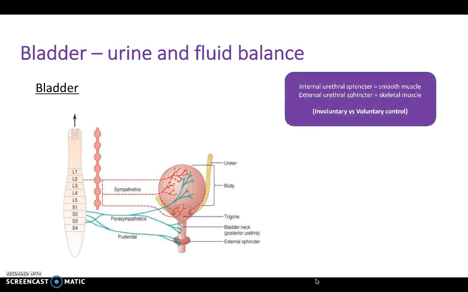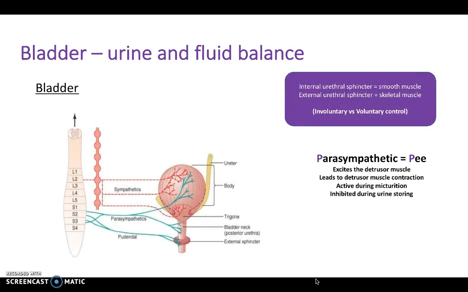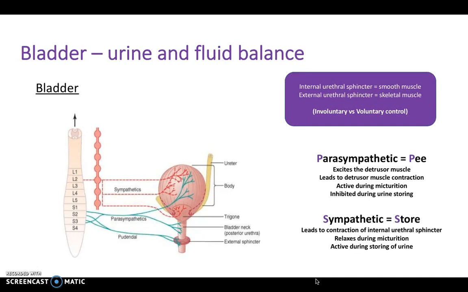With regards to the bladder, the bladder is stimulated both involuntarily and voluntarily, so it's parasympathetic and sympathetic input. Our parasympathetic input excites the detrusor muscle. It leads to detrusor muscle contraction, and it's active during micturition. In other words, it's active during urination, causing us to pee. So PP. SS, sympathetic store urine. It leads to contraction of the internal urethral sphincter. It relaxes during micturition, and it's active during the storing of urine.